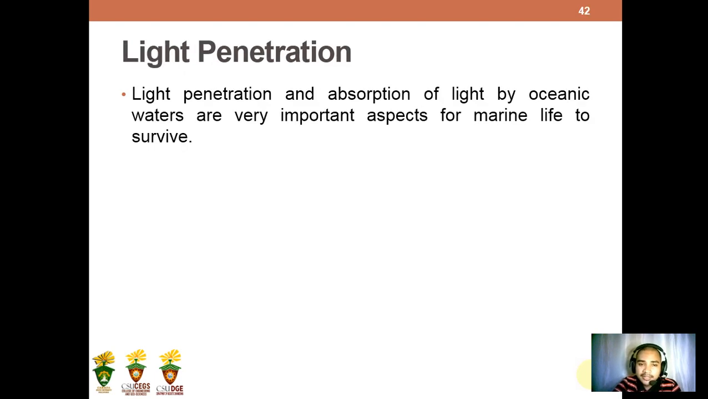Talking about light penetration, it states here that light penetration and absorption of the light by oceanic waters are very important aspects for marine life to survive. They must be able to see sunlight. The sunlight must penetrate and reach them so that they can survive, and get the energy from the sun.